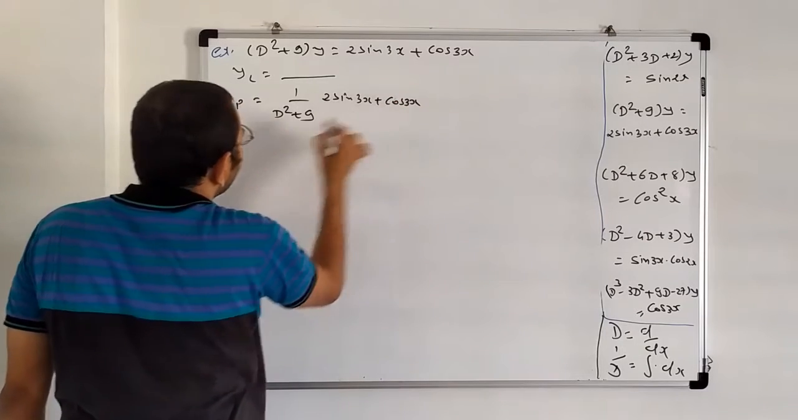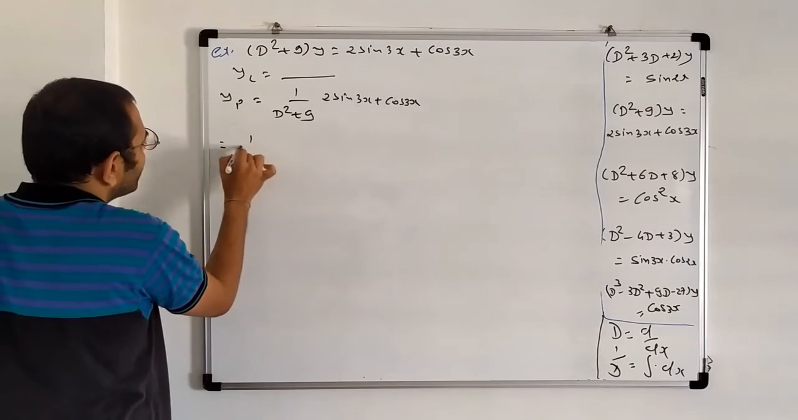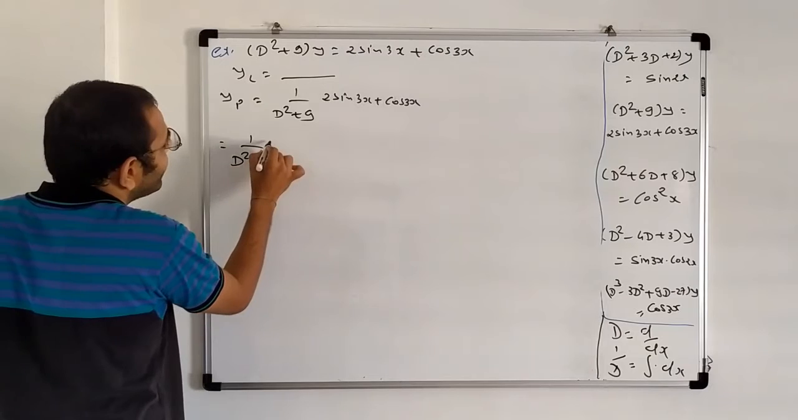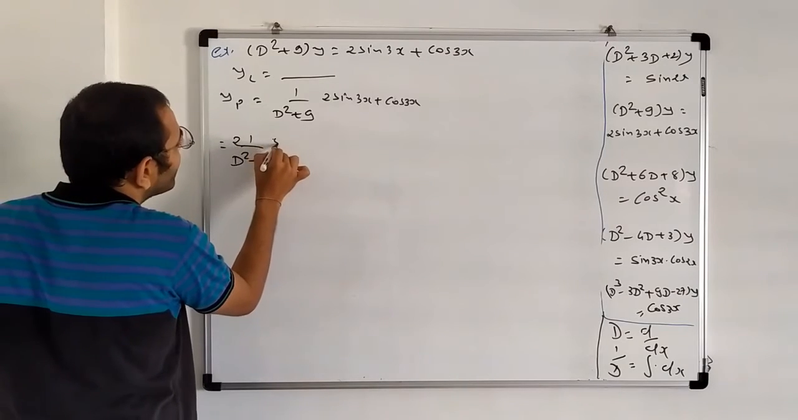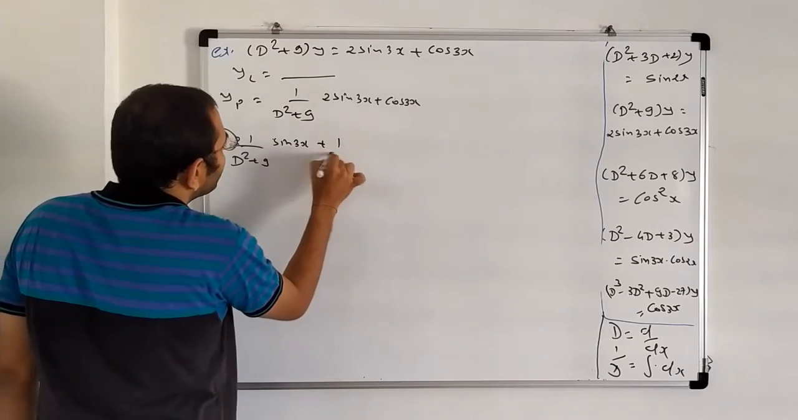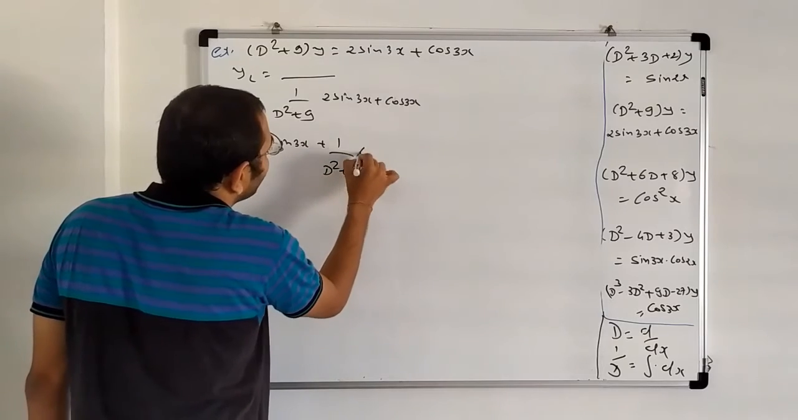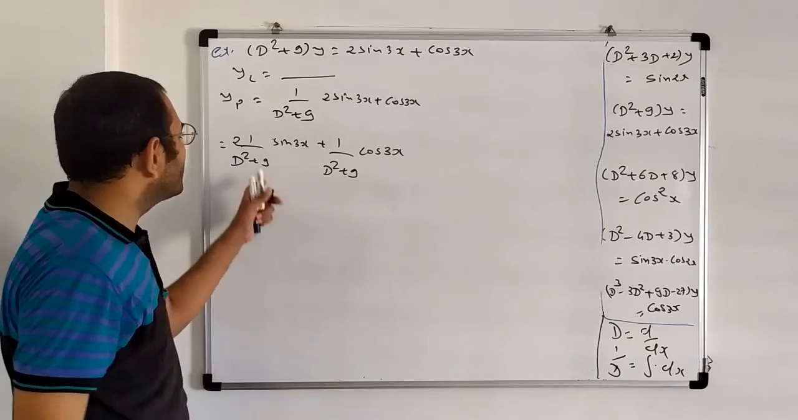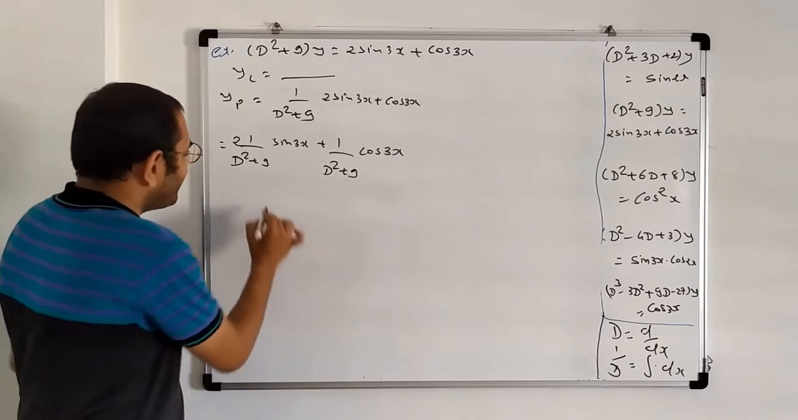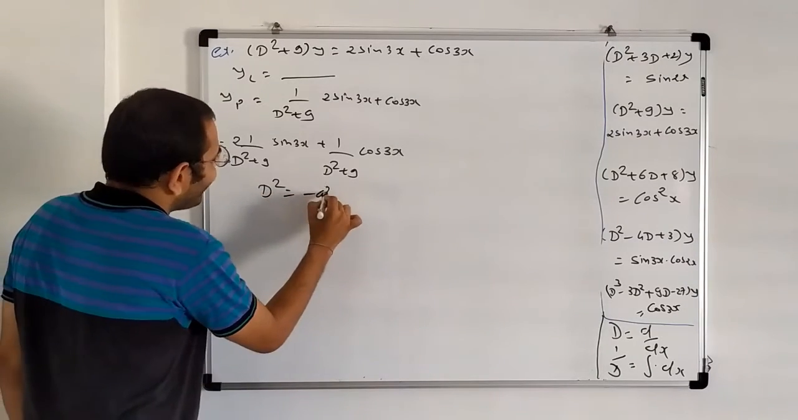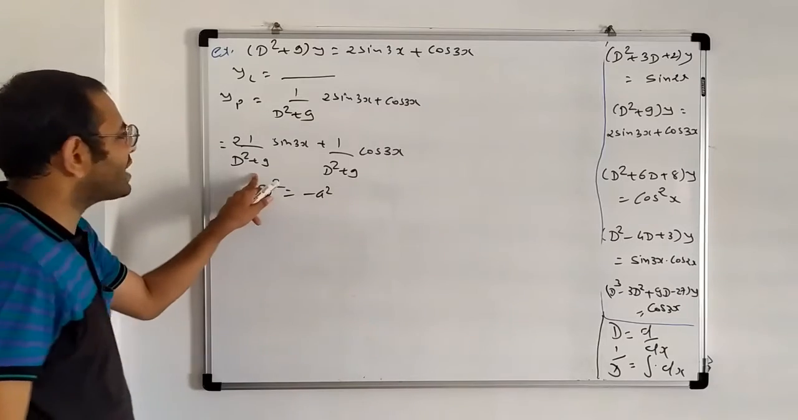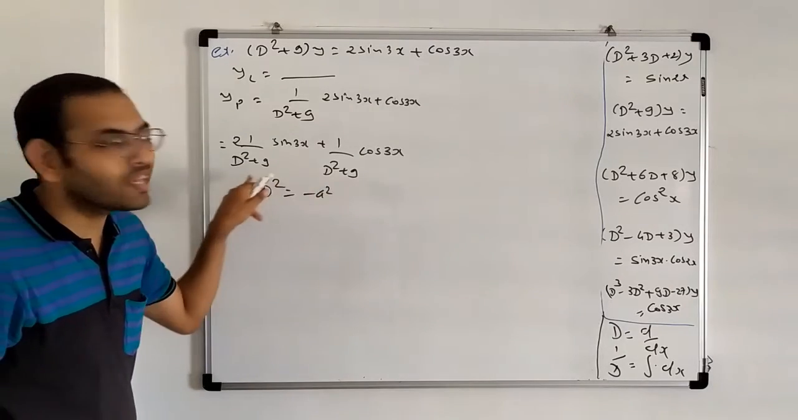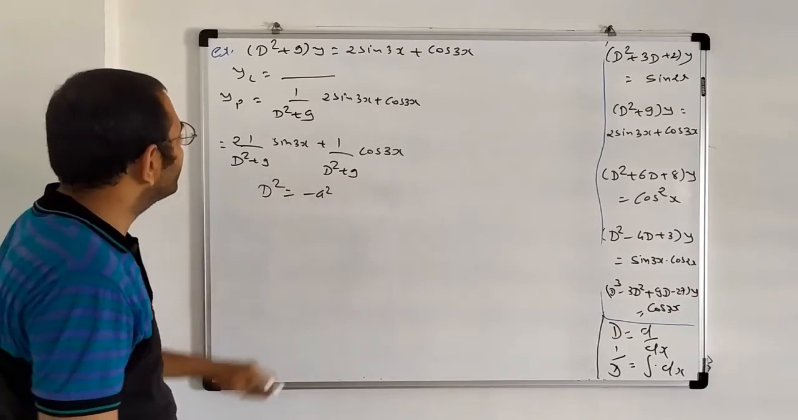plus cos 3x. Then individually: 1 upon D square plus 9, 2 is constant, sin 3x, plus 1 upon D square plus 9, cos 3x. Here we have the first case and second case, the first term and second term. We replace D square equal to minus a square, then minus 9 plus 9 becomes 0 in both the terms.